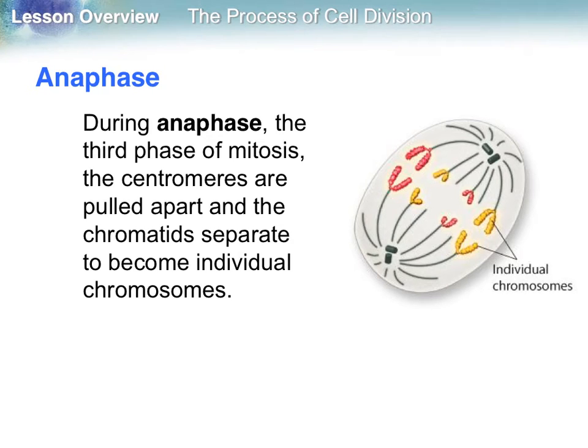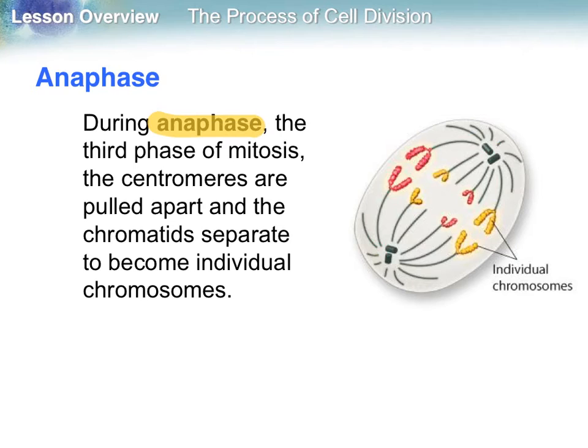The third phase of mitosis, anaphase, is where the duplicated chromatids are separated from each other and pulled apart toward the opposite sides of the cell. You can see here the spindle fibers are pulling on that centromere, so this one's pulling in this direction and that one is pulling in the opposite direction to separate them, and they become individual chromosomes that are ready to go to opposite sides of the cell.